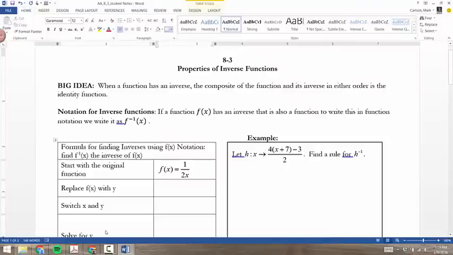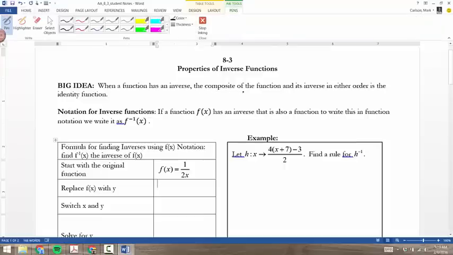Alright, these are the notes for section 8.3, properties of inverse functions. What we want to do is look at what we know about a function and its inverse, and how we can tell if functions are inverses of each other. The big idea is that the composite of a function and its inverse, in either order, will always be the identity function. We'll look at what that looks like in just a little bit.